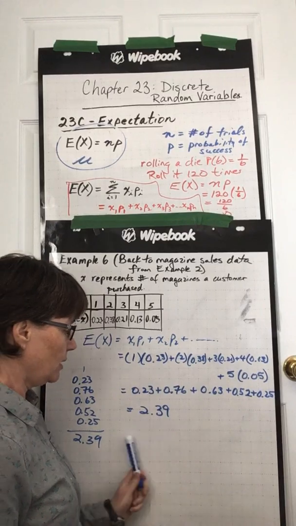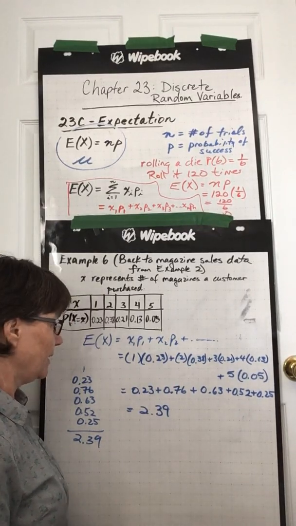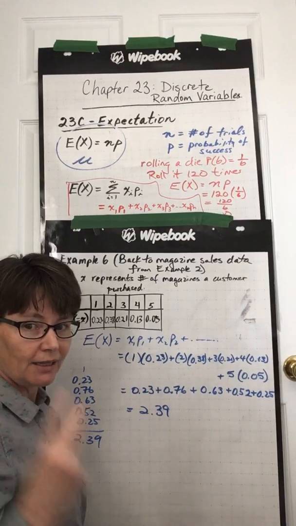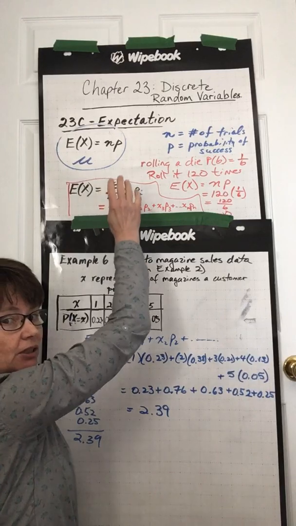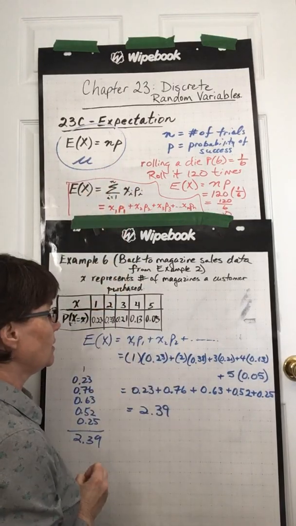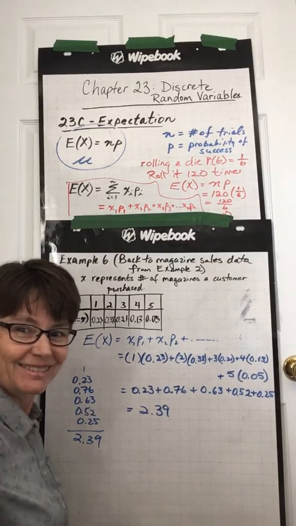But in IB, if they didn't tell us we needed to round it, then we would keep the 2.39. So 2 different ways of doing expectation. Simple way, simple situation with a simple formula. A more complicated situation, use the more complicated formula. That's it for now.